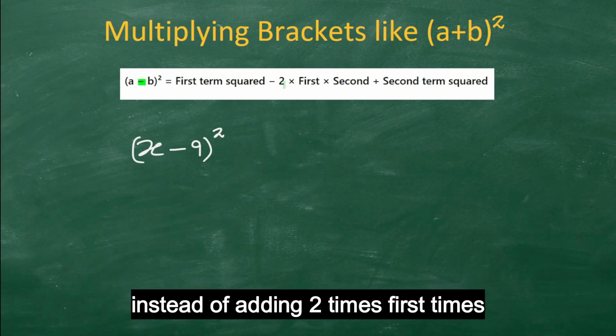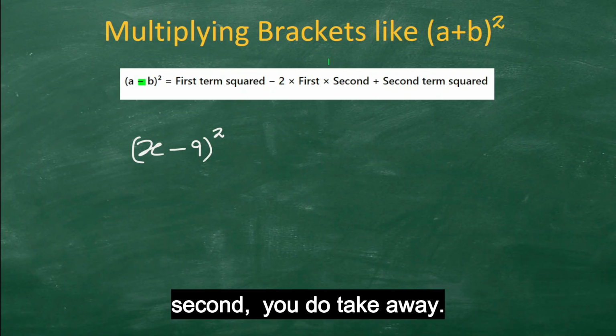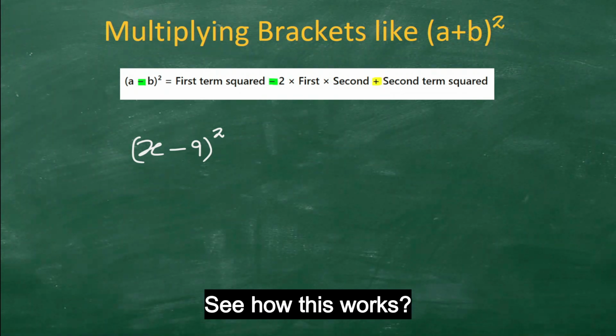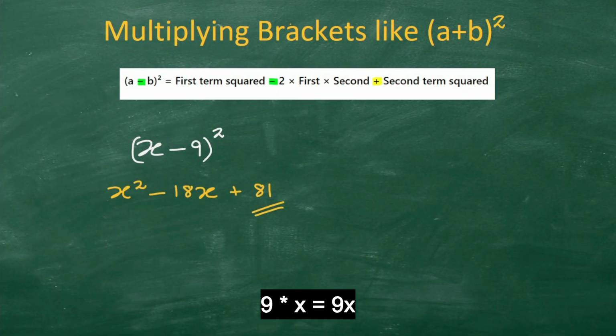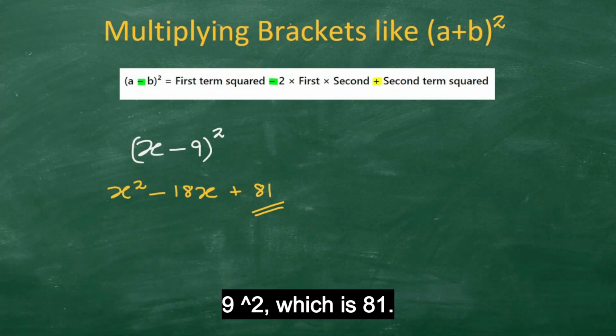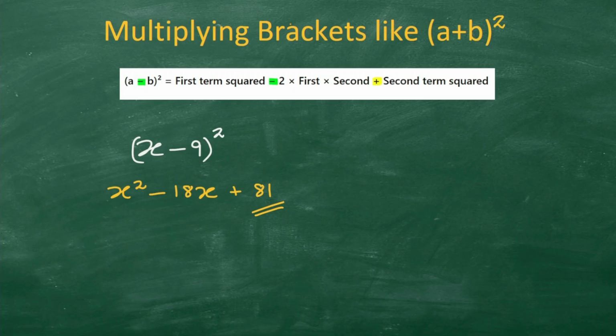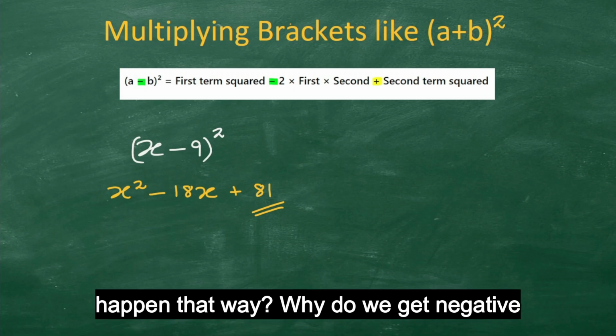instead of adding 2 times first times second, you take away. See how this works? First term squared, x squared. Take away 9 times x, 9x, double is 18x. The last one, add 9 squared, which is 81. Done. Now, why does it happen that way? Why do we get negative here and positive here?